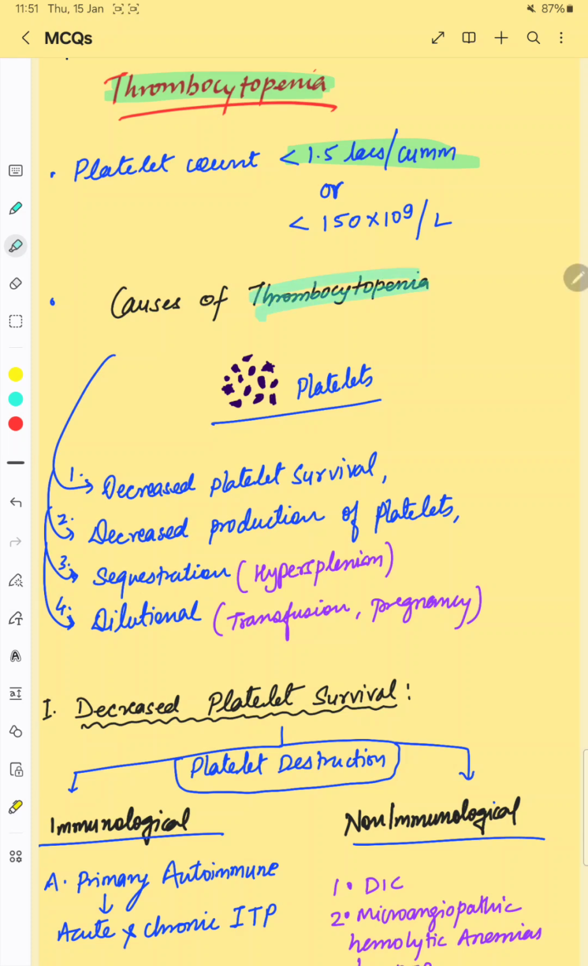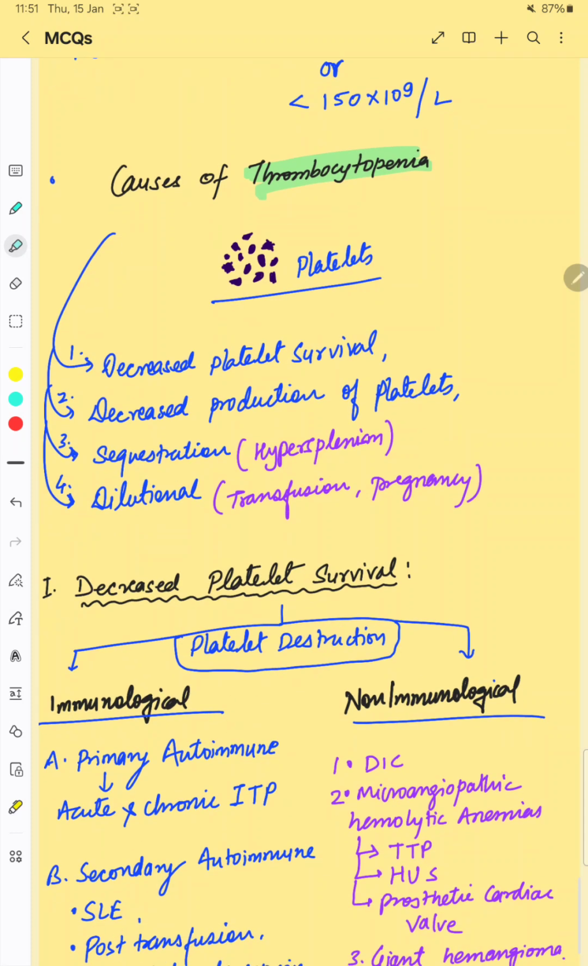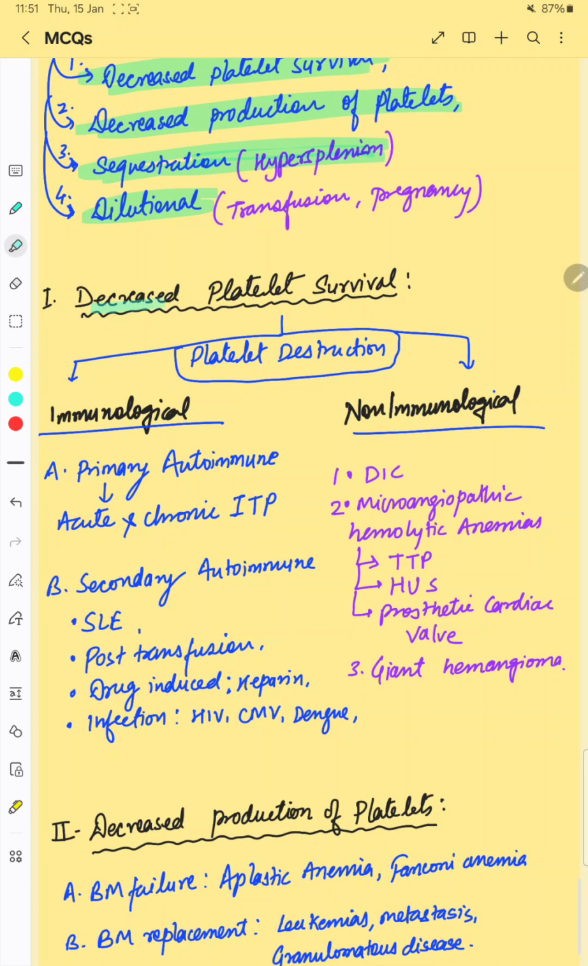What are the causes of thrombocytopenia? We broadly divide the causes of thrombocytopenia into 4 categories. First is decreased platelet survival. Second is decreased production of platelets. Third is sequestration, and fourth is dilutional. So in the decreased platelet survival category, there is increased platelet destruction, maybe due to an immunological mechanism or a non-immunological mechanism.